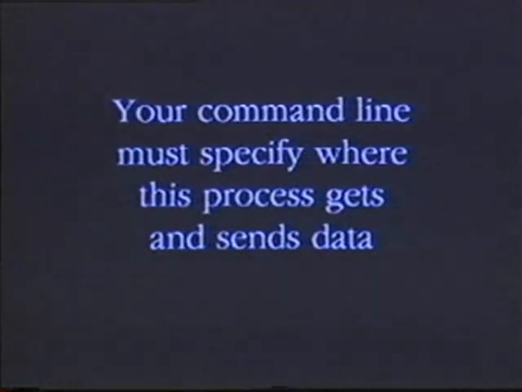Because of the portable design of the Unix system, all data sources and destinations look alike, streams of characters. That's the reason why you have to specify where a process reads data and where a process writes data, because there's no other way for Unix to determine where a process gets and sends data. They all look alike. Your command line must specify this.